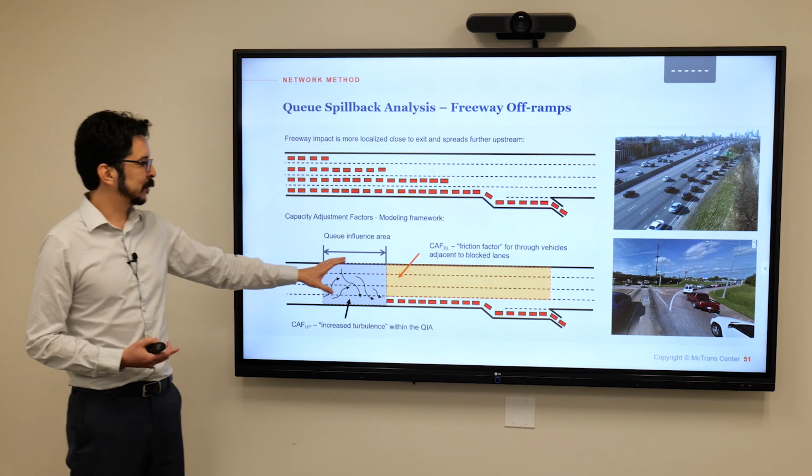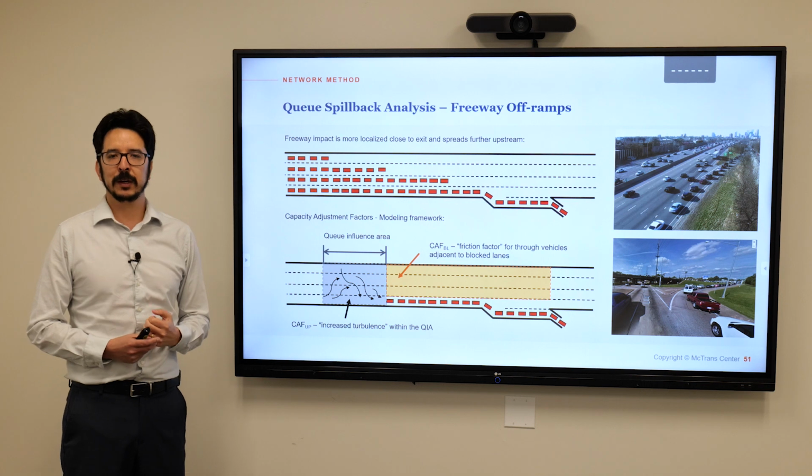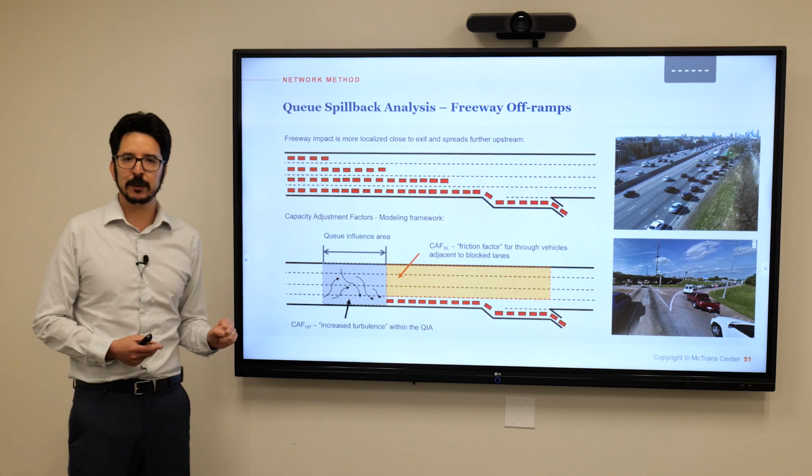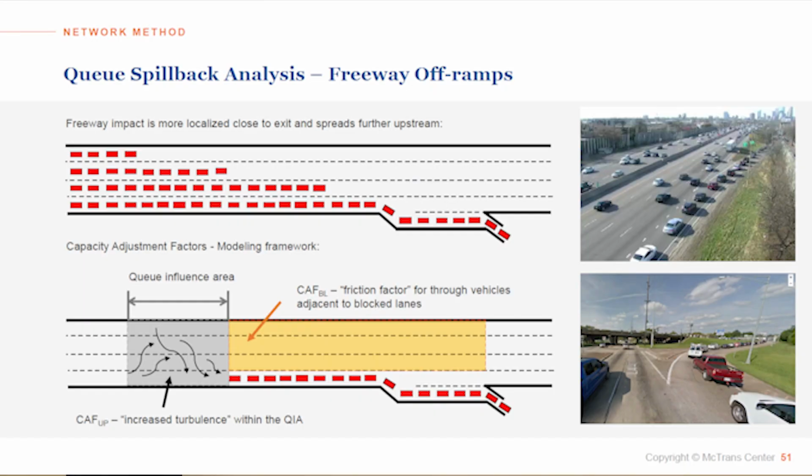The second adjustment factor that is modeled here is what we call this friction factor. So when drivers are traveling parallel to a queue, there is a little bit of friction, so drivers are more careful and reduce their speeds. So that results in a minor loss of capacity, and these two factors are modeled together in this new methodology.